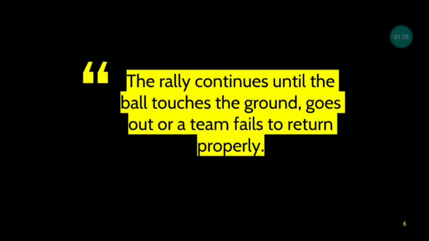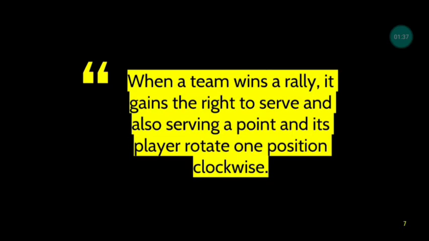The rally continues until the ball touches the ground, goes out, or the team fails to return it properly. When a team wins a rally, it gains the right to serve and also scores a point, and its players rotate one position clockwise. Rotation ensures that players play both at the net and at the back zone of the court.